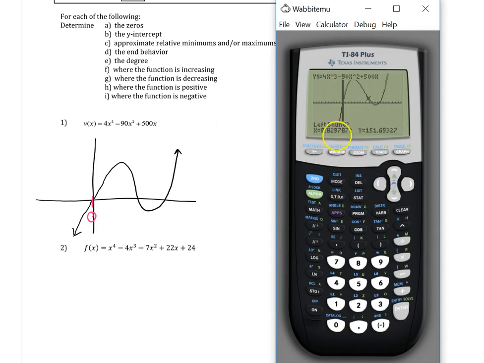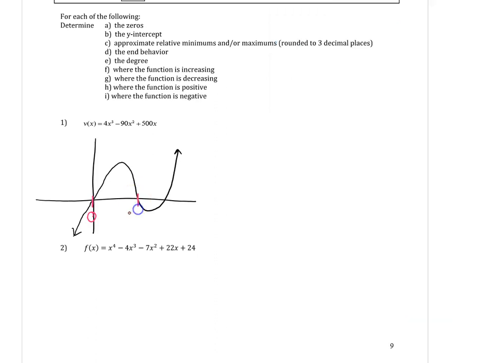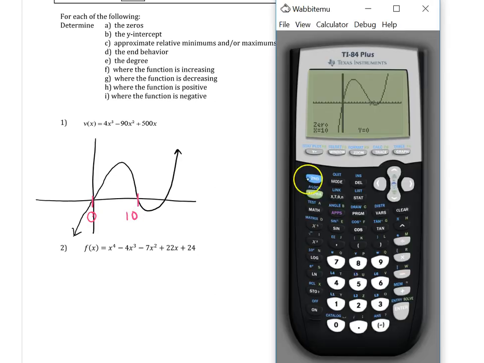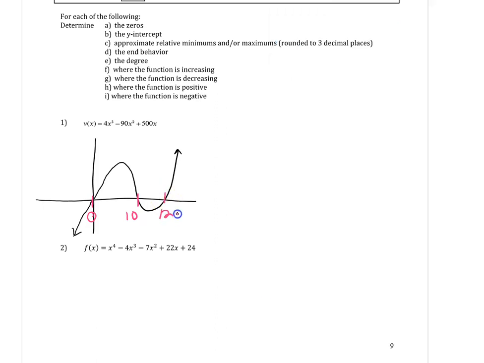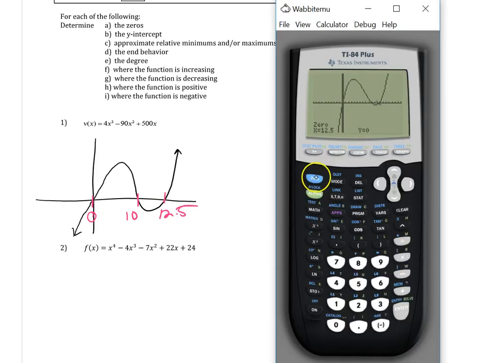Okay, so I could hit x equals 8 and that would give me a value here, but I can just move my cursor to the left of the intercept I'm trying to find. Go just to the right of it. And that's 10, 0. So this is 10. And then lastly, get to the left, get to the right. 12.5.